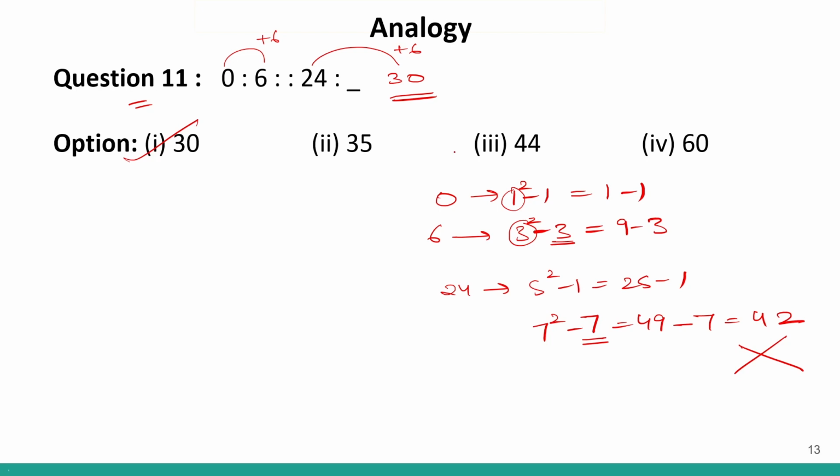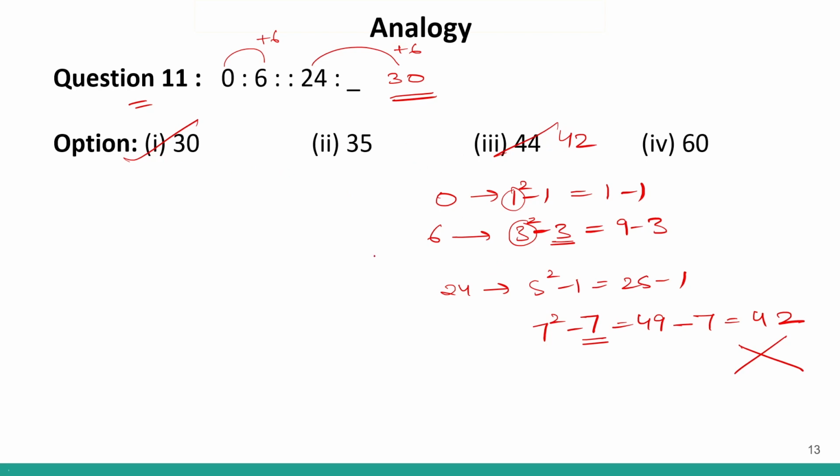So whenever you get questions on analogy, sometimes you can get more than one logic. Correct? More than one logic. Even in the previous question we saw, we assumed 3 logics. So whenever you get more than one logic, try to find the answer. Because in your examination, if you're getting more than one answer, let's say if this was 42, then the student would be confused whether I should mark 30 or 42.